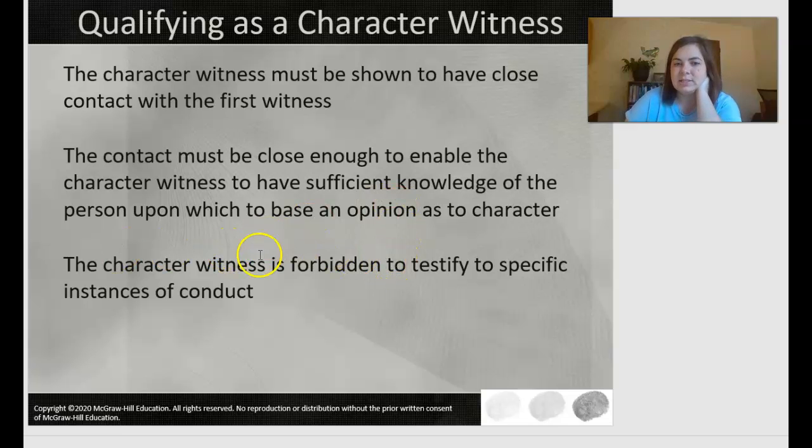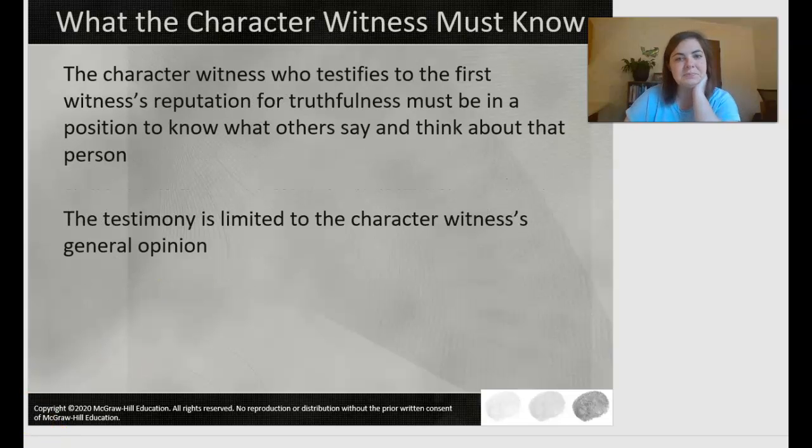And the character witness is just talking about general things. They're not going to give specific instances of conduct.